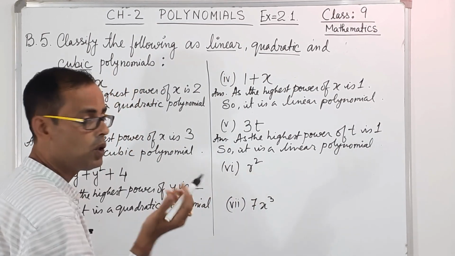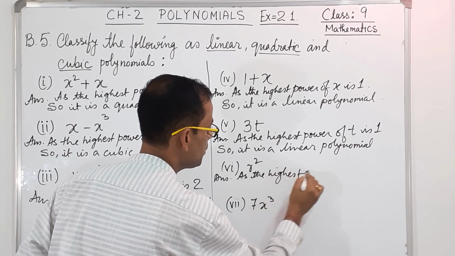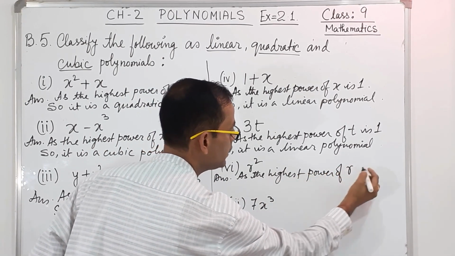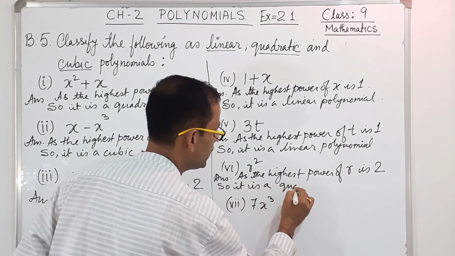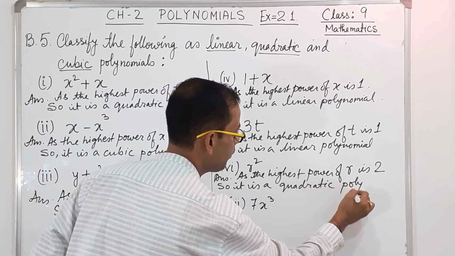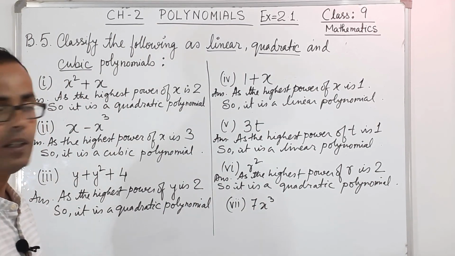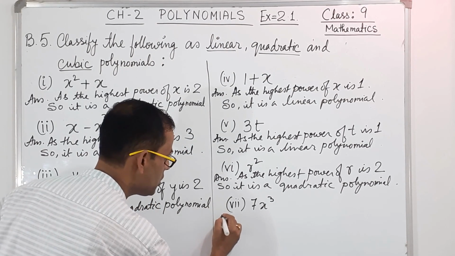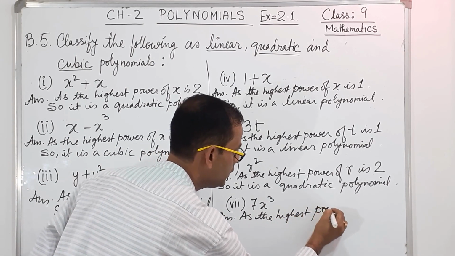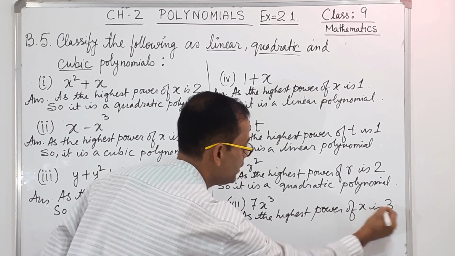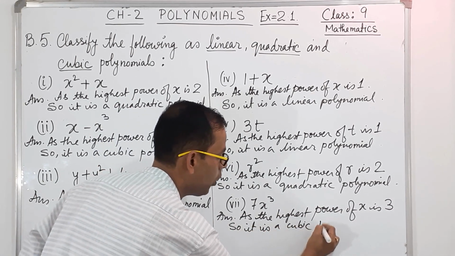Now next one. Here only r square, so highest is 2 only. So what I will write: as the highest power of r is 2, so it is a quadratic polynomial. Okay. Then the last one, 7x cube. So x cube 3. So highest power is 3. So it will be what? Cubic polynomial. So we can write the answer as the highest power of x is 3. So it is a cubic polynomial.